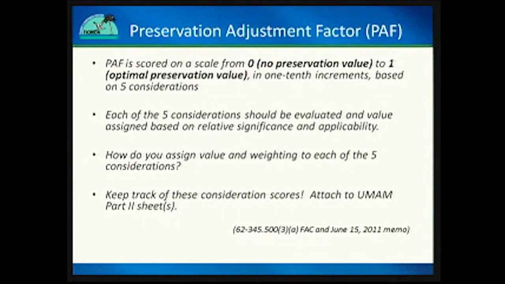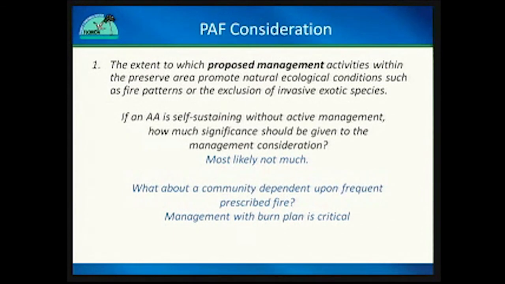Oh, it's in .503A. All right, 5 factors. Number 1, the extent to which proposed management activities within the preserve area promote natural ecological conditions such as fire patterns or the exclusion of invasive exotic species. So if it's self-sustaining and doesn't need a lot of active management, how much significance would this be given to the management consideration? Not much likely. I mean, if all you need to do is fence it and it's self-sustaining, you don't need to burn it and that sort of thing.